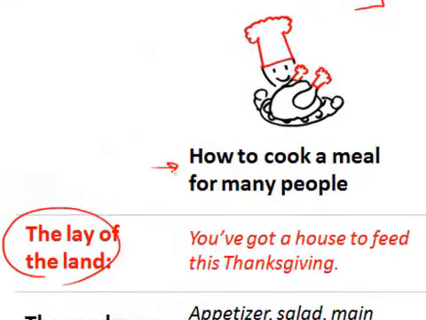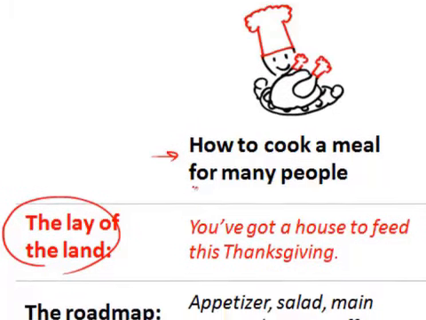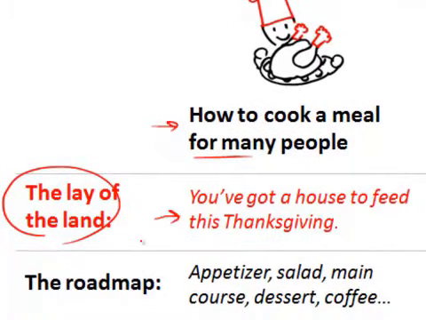Explanation number 1, how to cook a meal for many people. For any of you in the United States, we know that just this past weekend was Thanksgiving. So the lay of the land in this particular case was you've got a house to feed, a whole bunch of people coming over this Thanksgiving. That's the lay of the land.